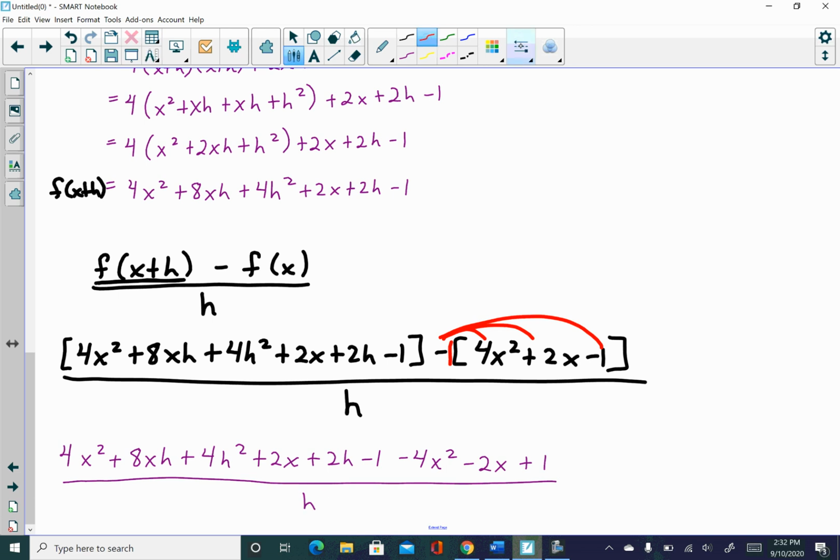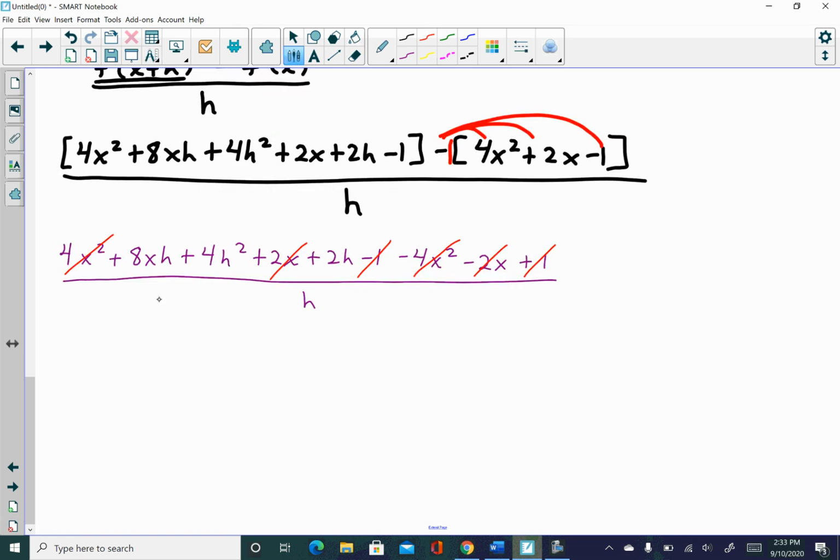And then, like I said before, any term that does not have an h in it should be canceling out. Sure enough, I've got a positive 4x squared and a negative 4x squared, so those are gone. I've got a positive 2x and a negative 2x, those are gone. I've got a negative 1 and a positive 1, those are gone. So now write what I have left over: 8xh plus 4h squared plus 2h. That's all that I have left over, all divided by h.